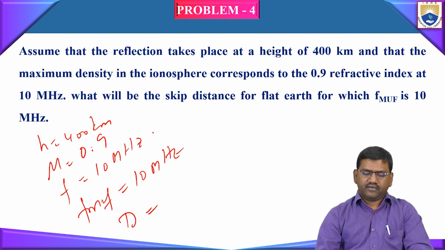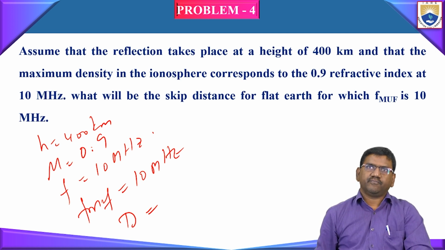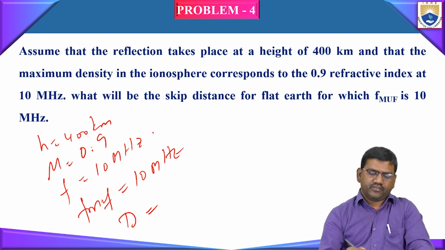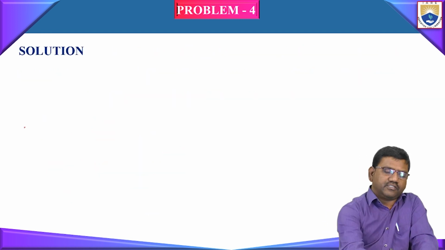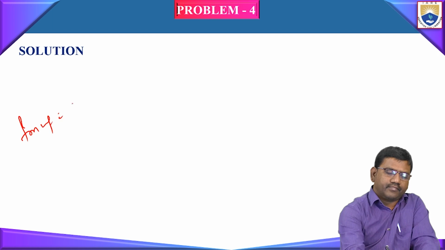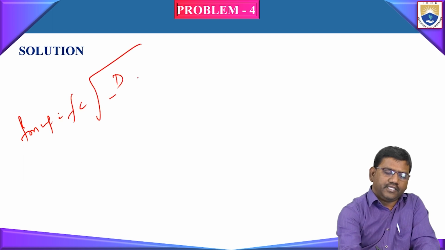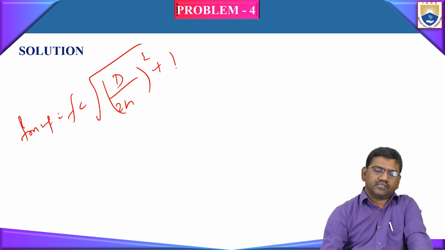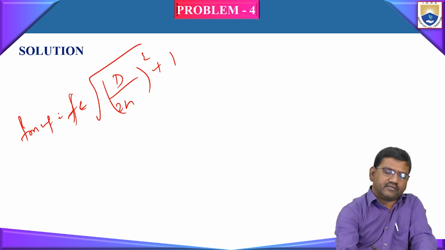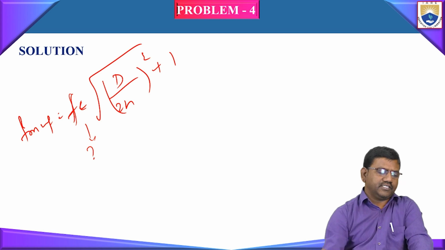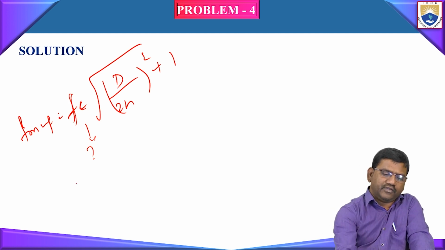We know that there is a relationship between MUF and Fc. MUF is equal to Fc into root of (D by 2H) whole square plus 1. Here we do not know the value of Fc, so we should find the value of Fc. Fc is equal to 9 root N max.